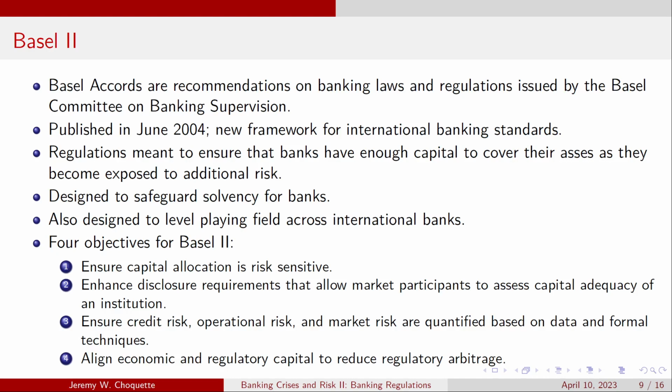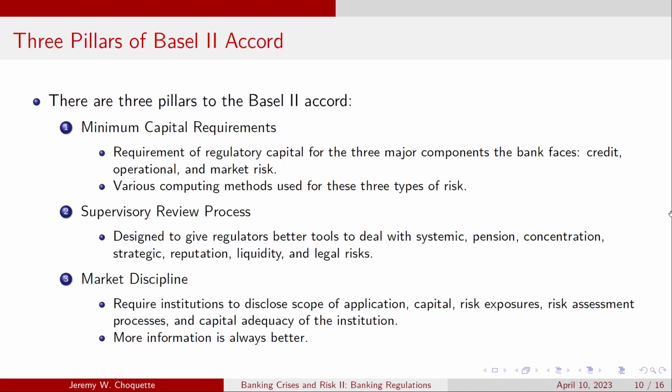Now, there were 4 objectives for Basel II, and they were to ensure that capital allocation is risk sensitive, enhance disclosure requirements that allow market participants to assess capital adequacies, ensure credit risk, operational, and market risk are quantified based on data and formal techniques, and to align economic and regulatory capital to reduce regulatory arbitrage.